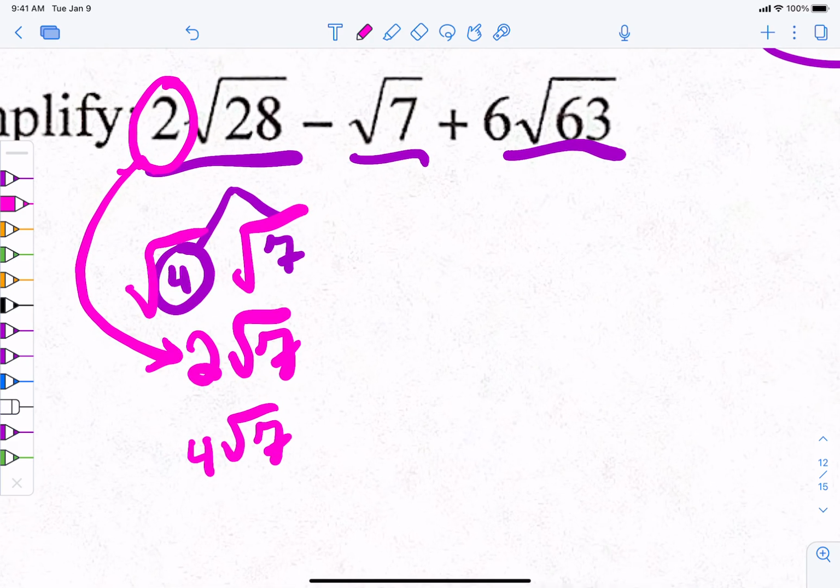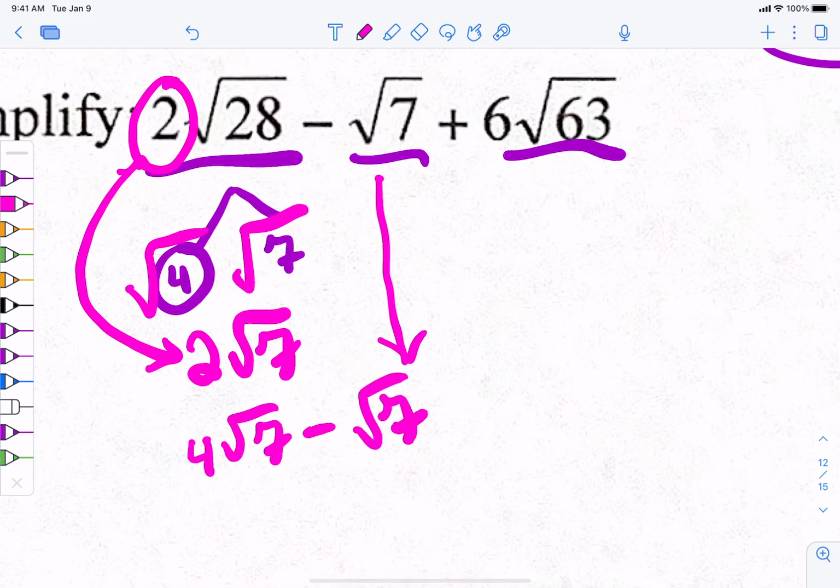We just broke the 28 down. Can you cancel off those square roots of 7? No, just wait. Okay, 4 square roots of 7 minus the square root of 7. We've got to break the 63 down again like we did the 28.